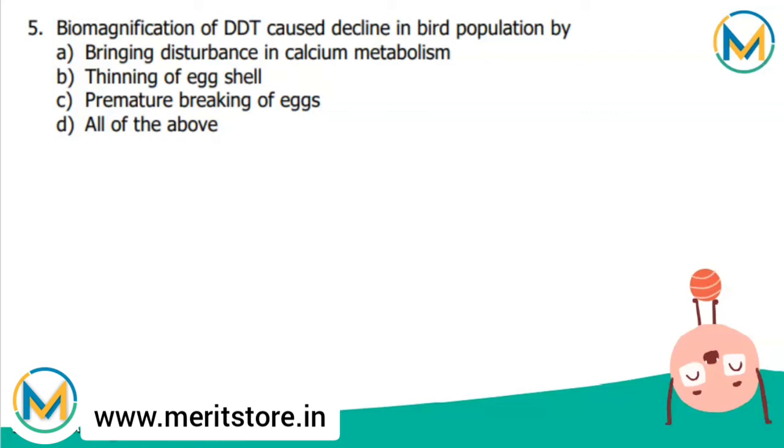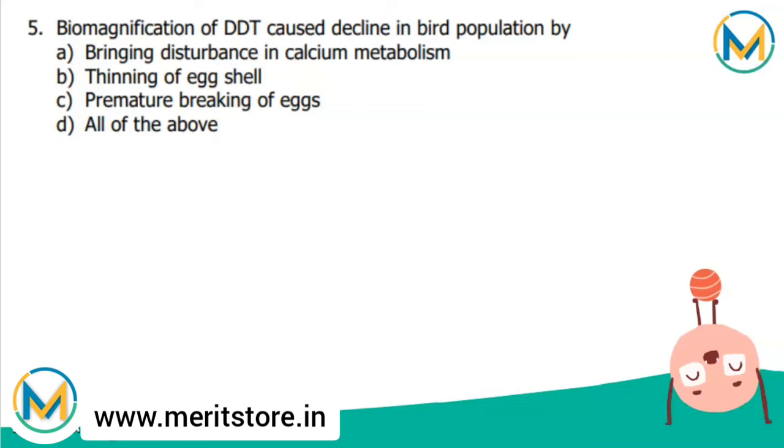So DDT, that is dichloro-diphenyl trichloroethane, is crystalline, colorless and odorless compound which is used as insecticides. Now DDT on runoff from fields reach the water bodies and gets accumulated in the bodies of fishes. When fishes are eaten by birds, it gets accumulated in the body of birds, and hence in this way it enters the food chain. With each successive trophic level, concentration of DDT increases, and this is known as biomagnification.